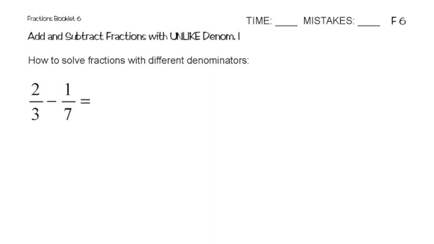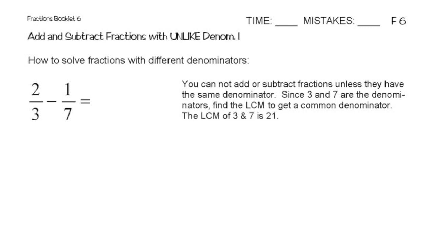Basically we can't add or subtract fractions unless they have the same denominator. Fractions must always have the same denominator if you want to add or subtract them. Since 3 and 7 are the denominators, find the lowest common multiple to get a common denominator. In this case, basically the lowest number that 3 and 7 both go into. In this case, it's 21. So for 2/3 minus 1/7, my common denominator is going to be 21.